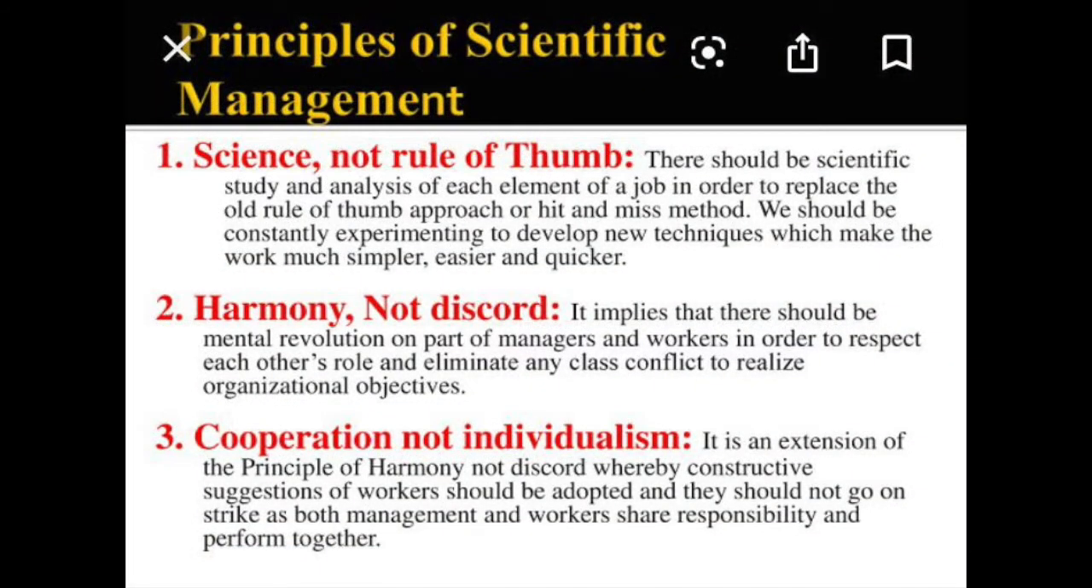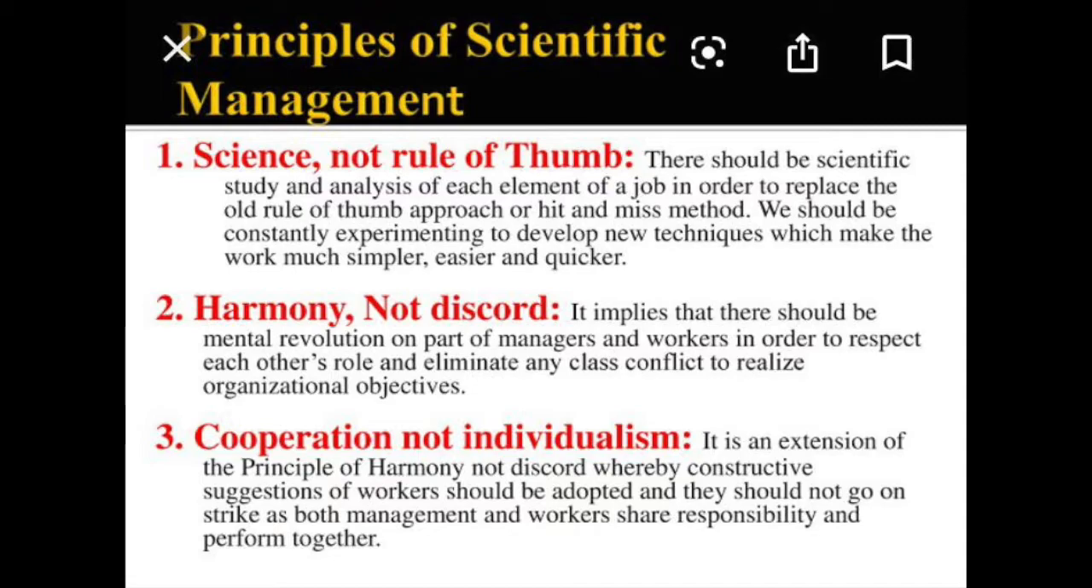Now we will be doing the principles of scientific management in detail. F.W. Taylor has given 4 principles of scientific management. Number 1 is science, not rule of thumb. As the name of the principle clearly defines, we should follow the scientific methods, not the rule of thumb. That means we should not follow the things which have been prevailing in the society or in the organization for so many years. Understand? Let's do this in detail.